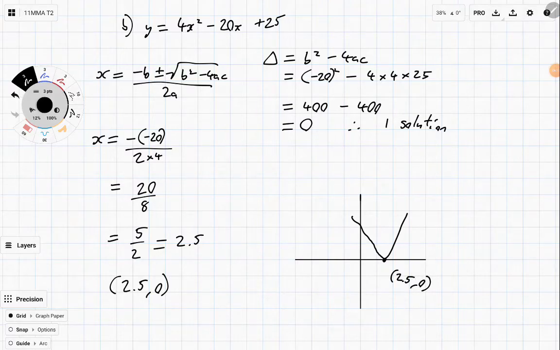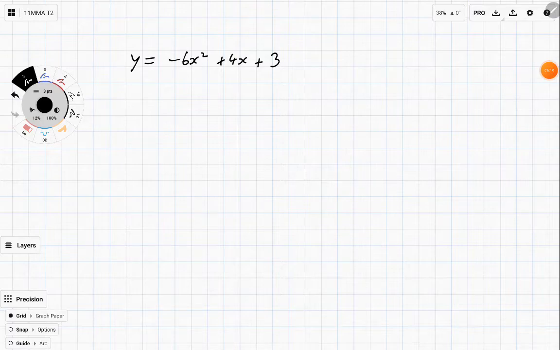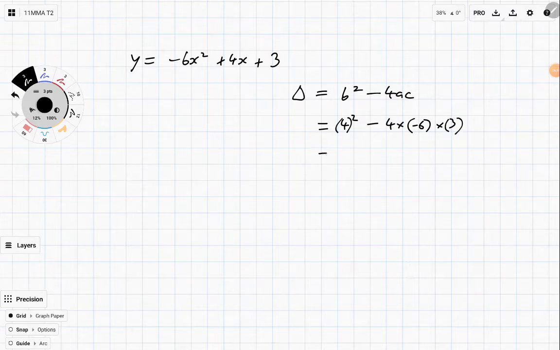Alrighty, let's look at one more. Alrighty, last one. So, first of all, check the discriminant, see how many solutions we've got. b squared is 4 squared minus 4 times negative 6 times 3. That's going to be 16 minus, but we've got a negative there, so it's actually going to be plus. 4 times 6 is 24, 24 times 3 is 72. And we get 88 as our discriminant, which is bigger than 0, therefore 2 solutions.